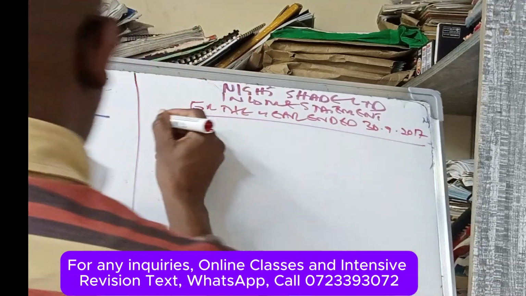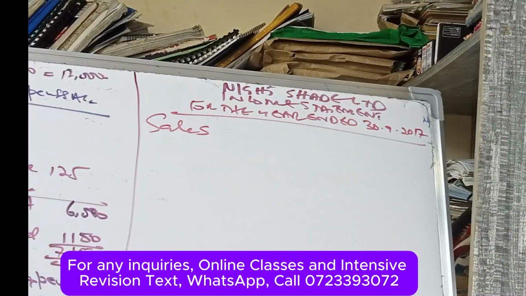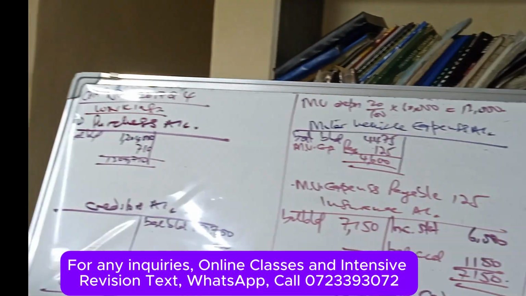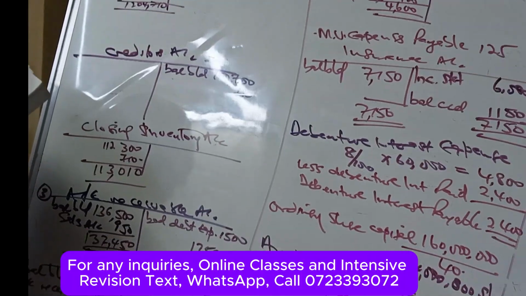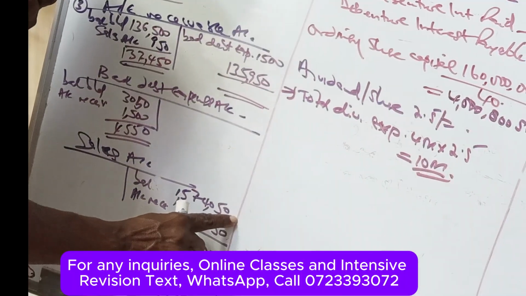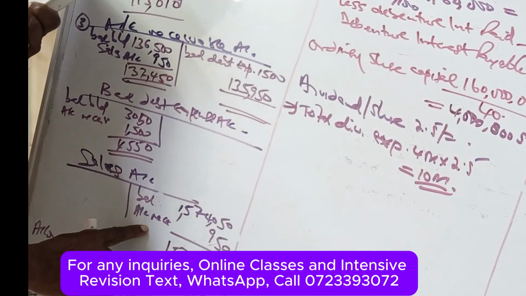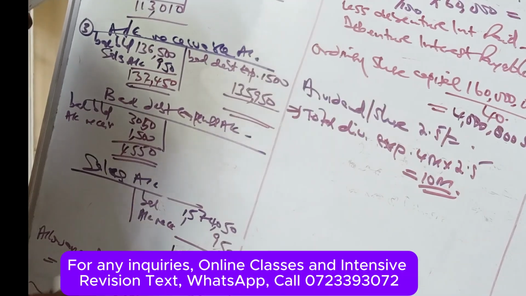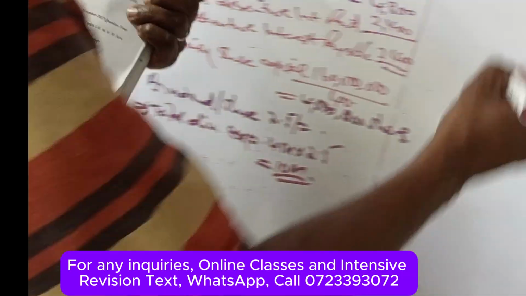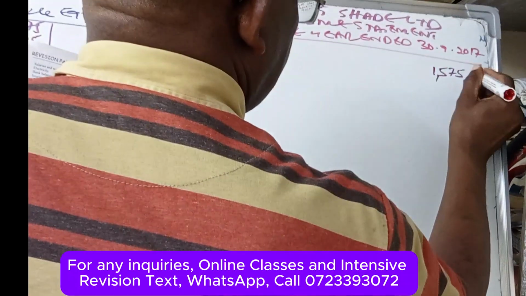So we get our sales, but remember, we did an adjustment to our sales. Our sales is not also in the trial balance. The temptation is to go to the trial balance and get 1,574,050. But our sales is not that, because there were some sales which were not recorded. So our final sales is 1,575,000. I hope you are following me.